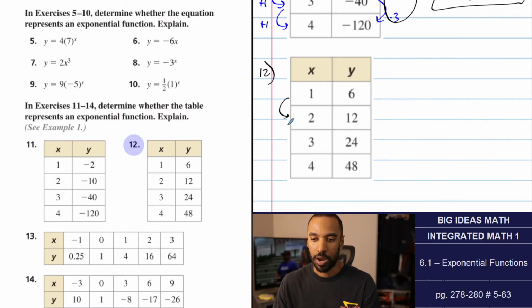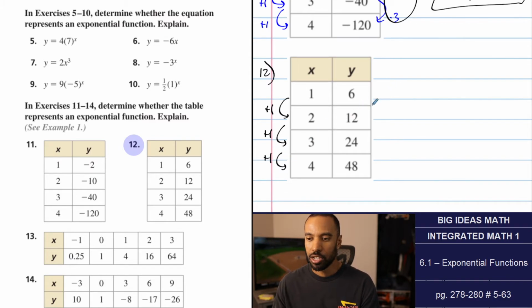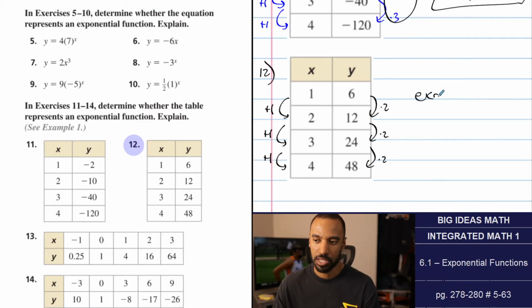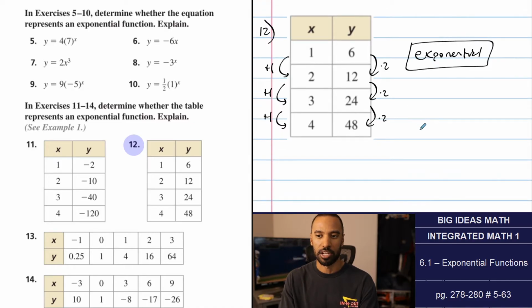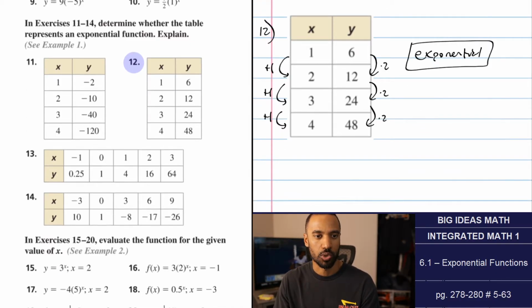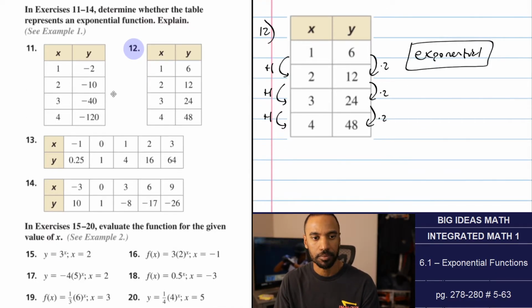The difference between these is 1, because 2 minus 1 is 1, 3 minus 2 is 1, 4 minus 3 is 1. But here, 12 divided by 6 is 2, therefore I multiply by 2 to get here. 24 divided by 12 is 2, therefore I multiply by 2, and 48 divided by 24 is 2. These have a constant common ratio. This is exponential. I'm just going to point to the fact that all those are 2's. So it's exponential for that reason. I guess once I draw those out, it's good enough, right?